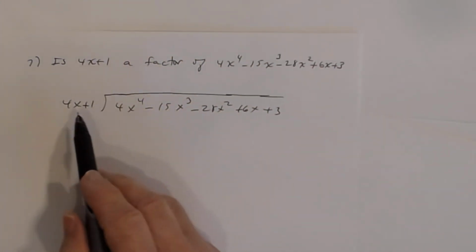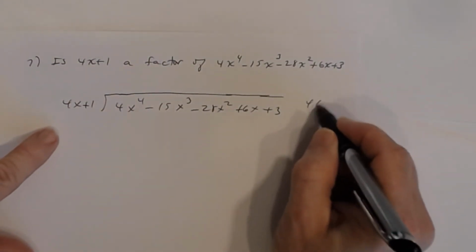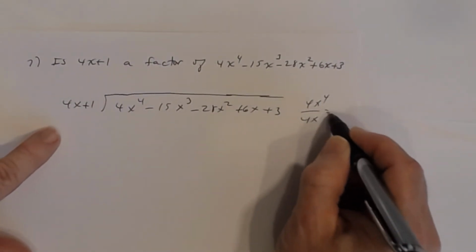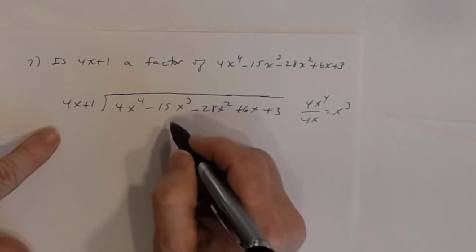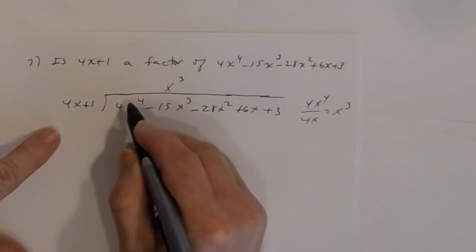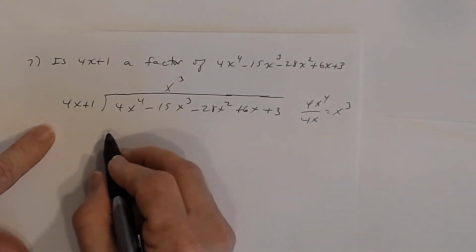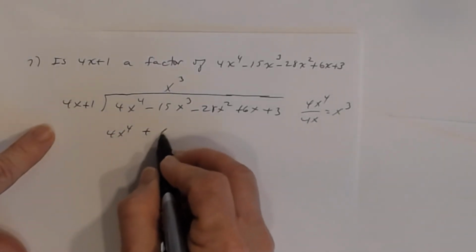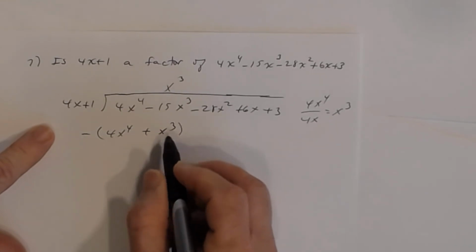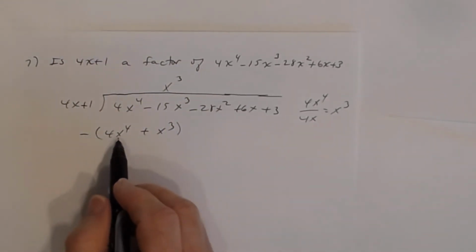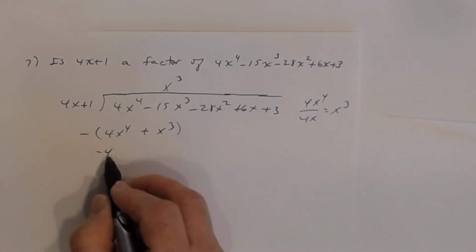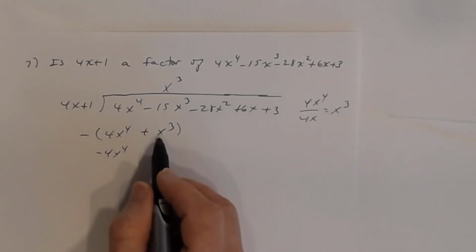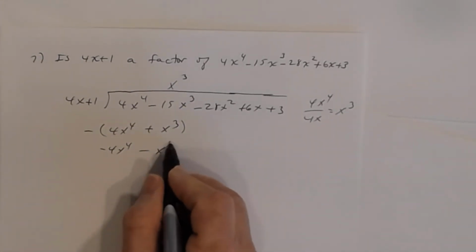All right. So first and the first. So 4x to the fourth divided by 4x is just x cubed. So that's going to go in the x cubed column. Then we multiply. X cubed times 4x is 4x to the fourth. X cubed times 1 is just x cubed. Then we subtract. When I subtract, the opposite of 4x to the fourth is a negative 4x to the fourth. The opposite of a positive x cubed is a negative x cubed.